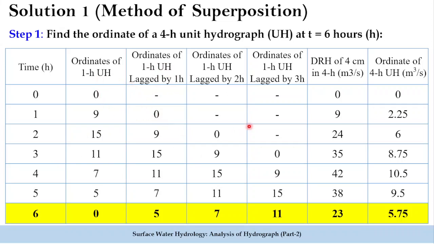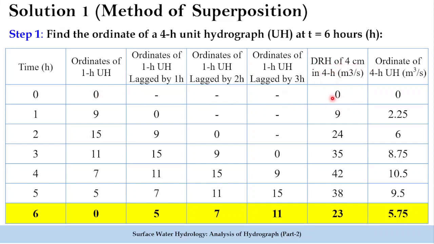Likewise, we have now lagged it by 2 hours. So keeping these two boxes blank, we will start writing the ordinates of the 1 hour unit hydrograph from 2 hours. And likewise, now we have lagged it by 3 hours. Right, so all together we can see here that these are the ordinates without any lag, these are the ordinates with 1 hour lag, these are the ordinates with 2 hour lag, and these are the ordinates with 3 hour lag. So when we add all these ordinates together, we get the direct runoff hydrograph of 4 centimeter.